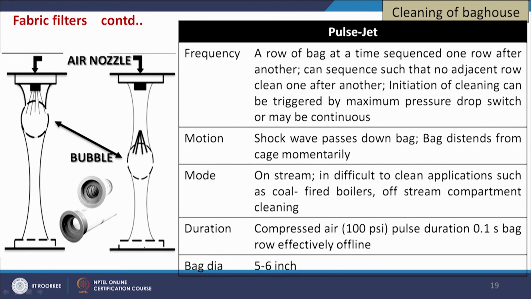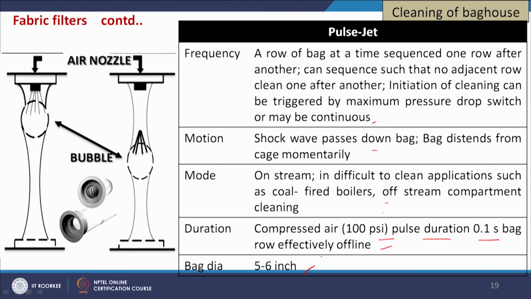So, here also it has some characteristics like the frequency, a row of bags at a time sequenced one row after another, such that no adjacent row is cleaned one after another. Initiation of cleaning can be triggered by a maximum pressure drop switch or may be continuous, and motion, shock wave passes down the bag, bag distances from cage momentarily, and mode on stream, in difficult to clean applications such as coal fired boilers, off stream compartment cleaning, duration compressed air, that is 100 psi, pulse duration 0.1 second, bag row effectively offline, and then bag diameter 5 to 6 inch. So, these are the different methods which are used for the cleaning of the bag.